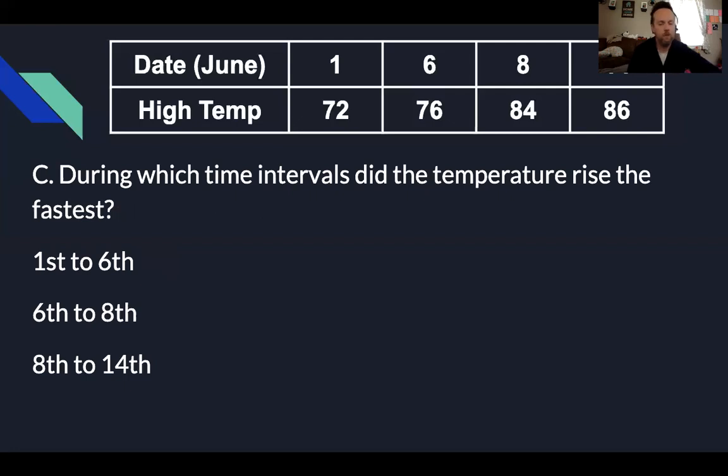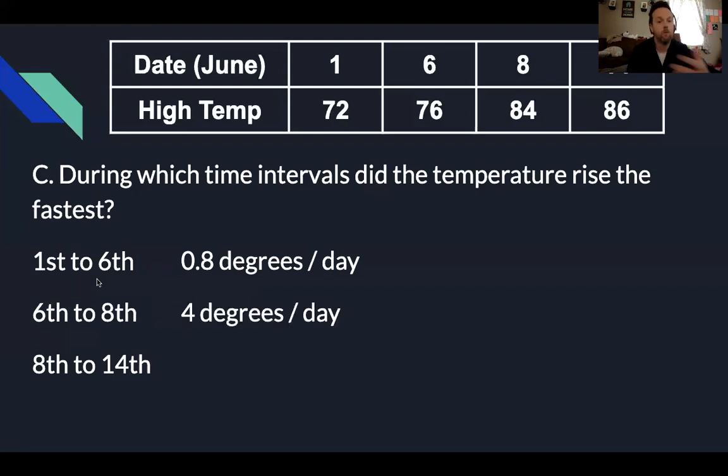Now, the last question is asking us, during which of these intervals did the temperature rise the fastest? So is it between the 1st to the 6th, the 6th to the 8th, or the 8th to the 14th? Well, going back into what I already did, I know that the interval from the 1st to the 6th was 0.8 degrees per day. And from the previous slide, I know that from the 6th to the 8th, it grew by 4 degrees per day. The only one that I don't know is from the 8th to the 14th. So how do you think I'm going to find that?